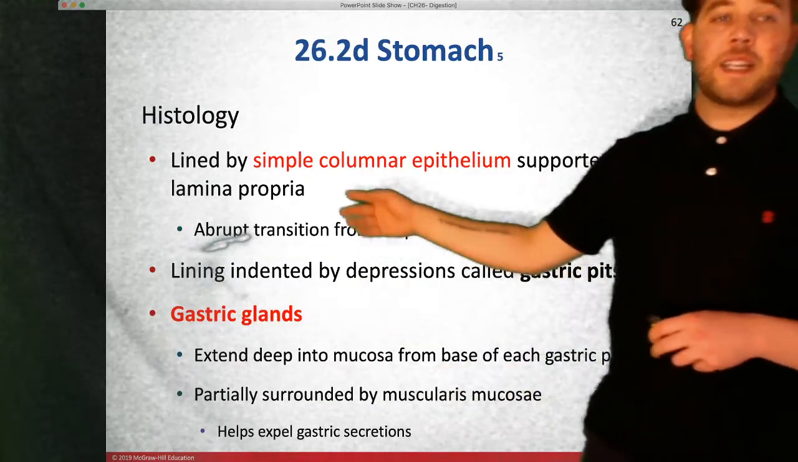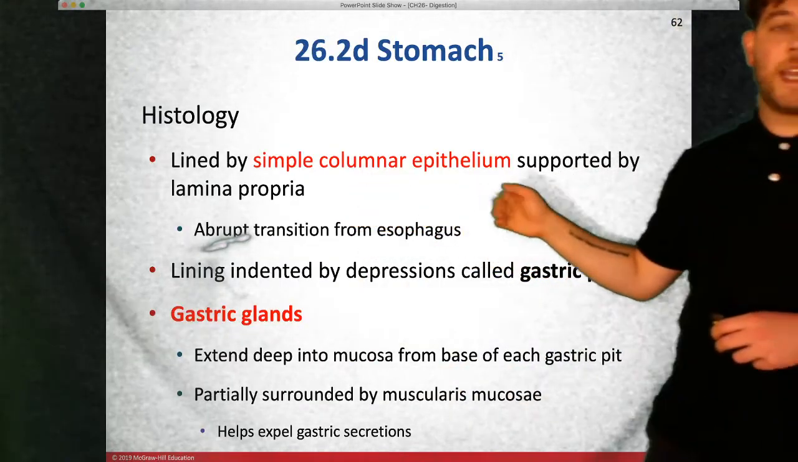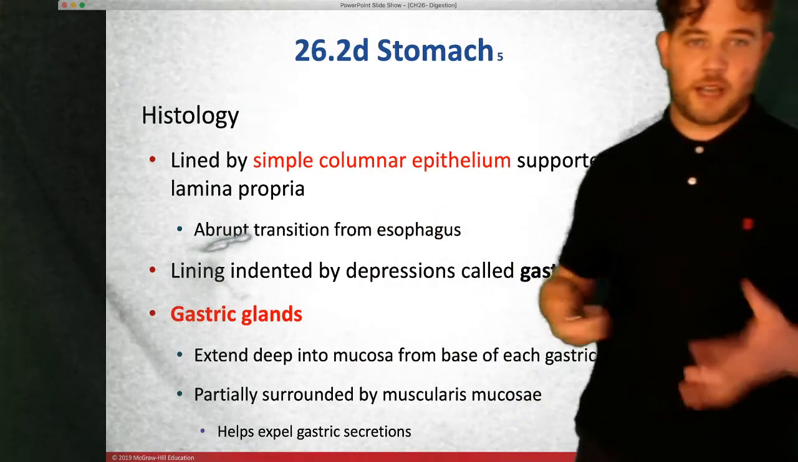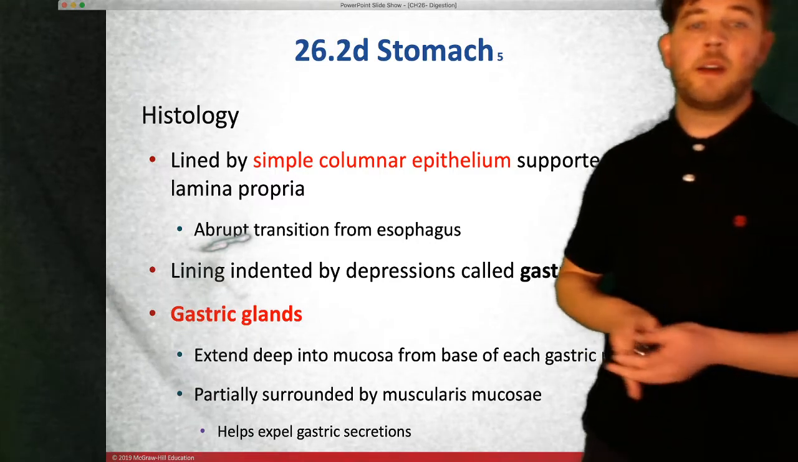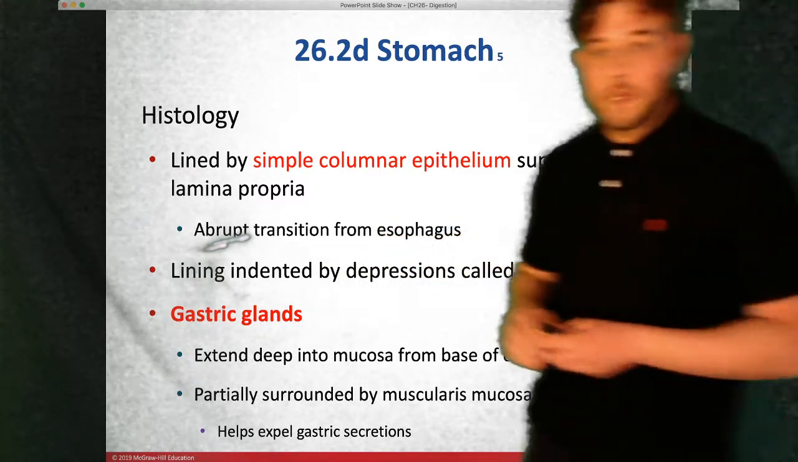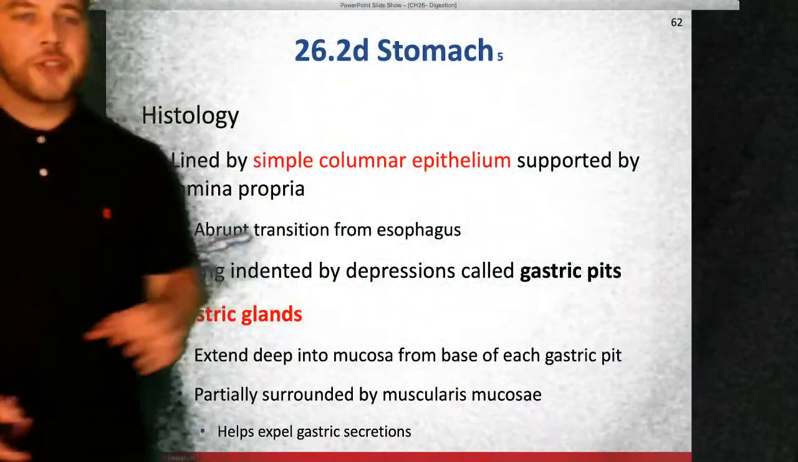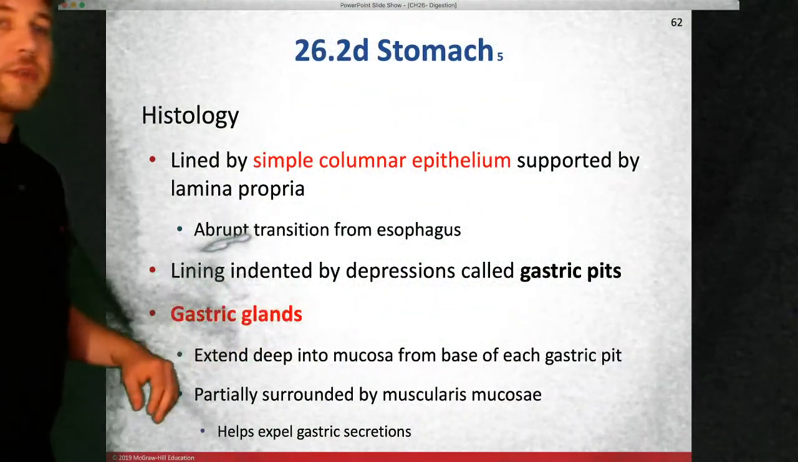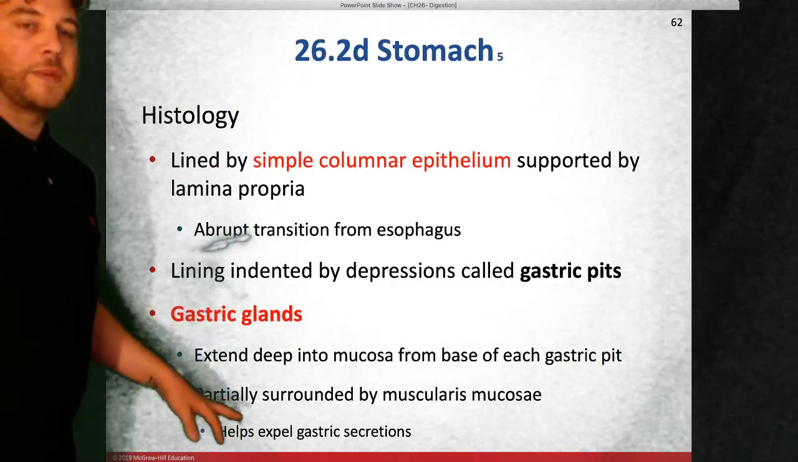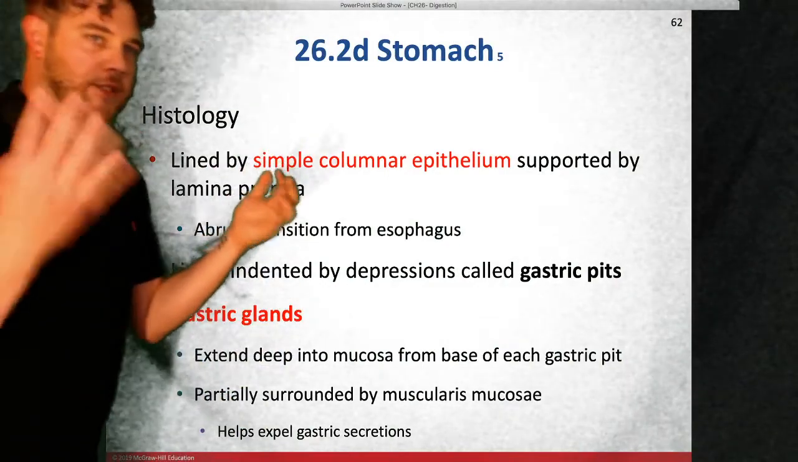So the stomach is lined by simple columnar epithelium supported by a lamina propria, with a very abrupt transition from the esophagus, assuming that the esophagus has not been converted. The lining is indented by depressions called gastric pits. Inside of the pits are gastric glands. These extend deep into the mucosa, partially surrounded by muscularis mucosae, helping to expel the gastric secretions. Remember, that's the one that shakes and wiggles them.